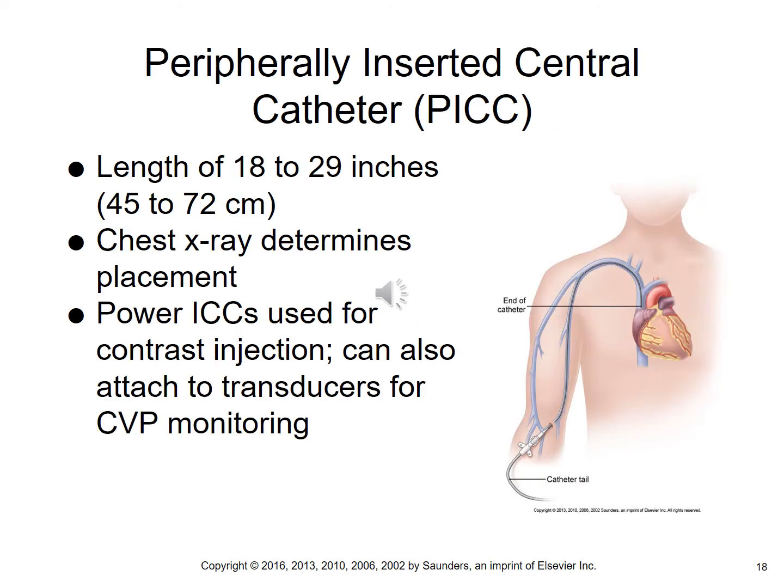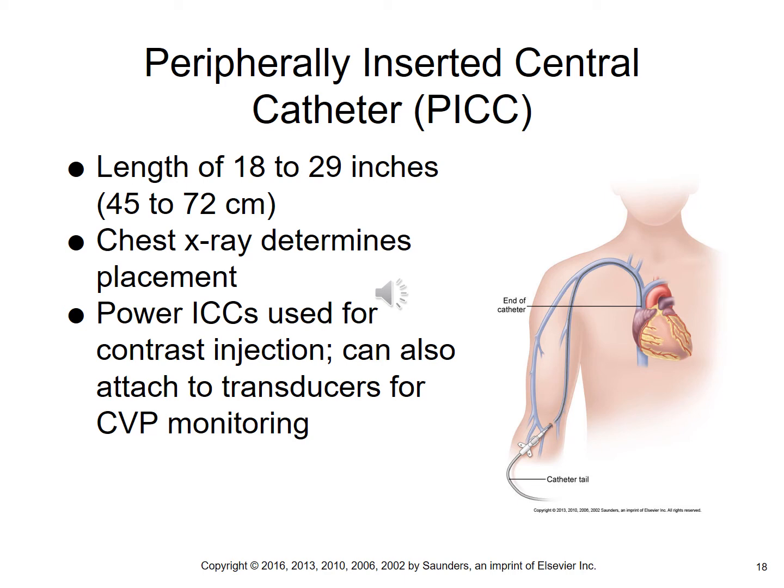Alright, so a peripheral inserted central catheter. This is what we call a PICC line. And I know a lot of you guys see a PICC line being utilized in Vibra. And the biggest reason why we use a PICC line is because it is used for people that have injections of medications over a longer period of time. And it's the same as a central line because it goes into the same location, but it starts in a different place.